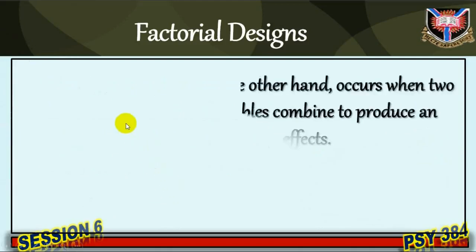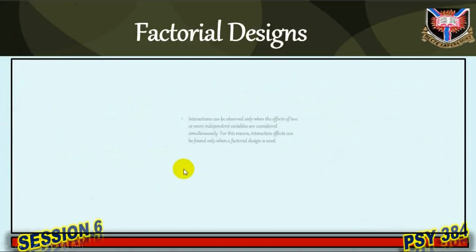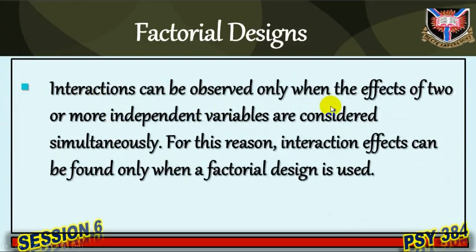An interaction effect, on the other hand, occurs when two or more independent variables combine to produce an effect over and above their main effects. Interactions can be observed only when the effect of two or more independent variables are considered simultaneously. For this reason, interaction effect can be found only when a factorial design is used.